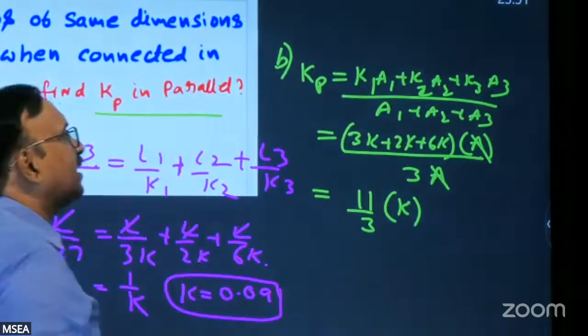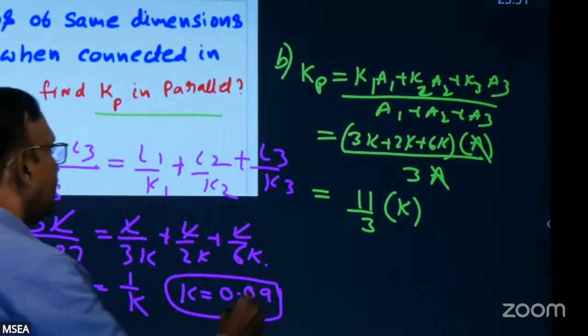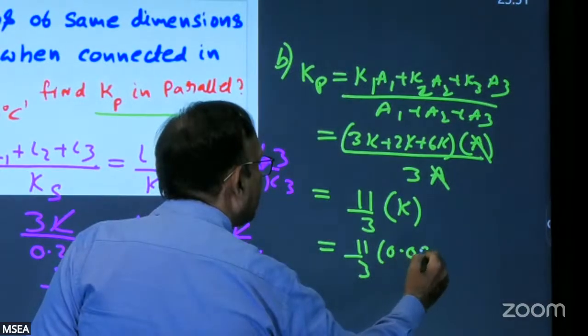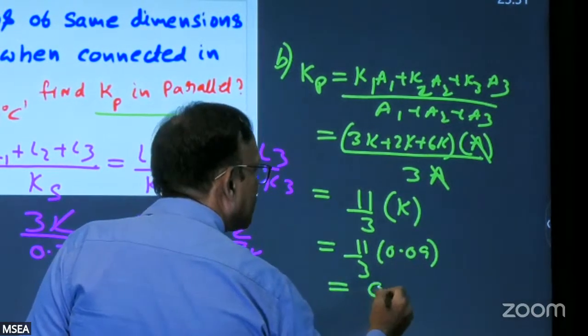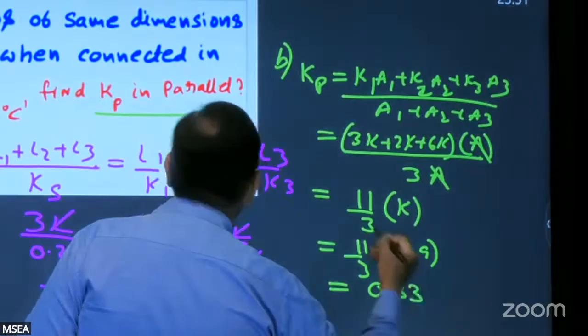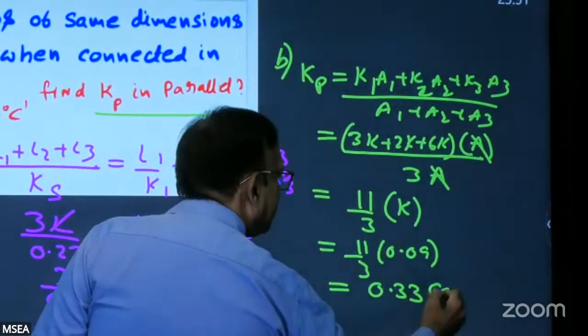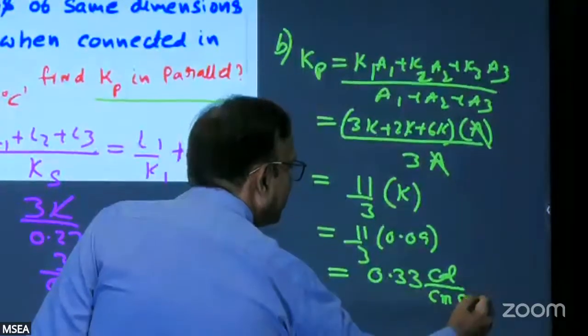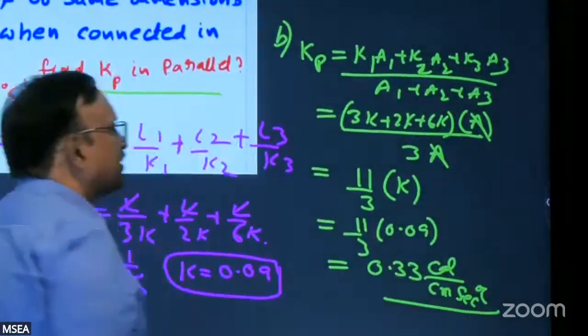If you simplify it, 11 by 3 into K, so this is 11 by 3 into 0.09. This comes out to be 0.33. What is the unit given? The same unit you need to reproduce: calorie per centimeter per second per degree centigrade. So this will be the answer for the question.